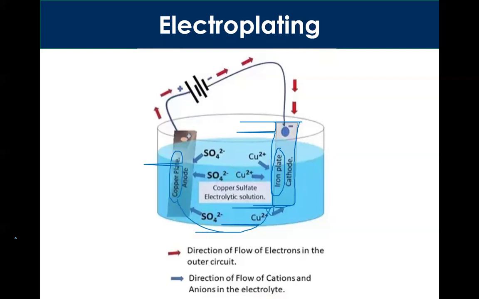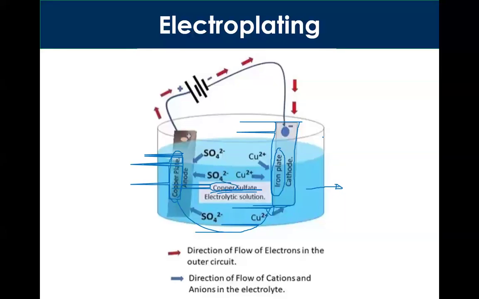So please just ignore these spikes, this is just a software glitch. And in the solution, you will have the ions of the coating metal. The coating metal right here is copper. We are going to coat copper onto the iron plate, so the solution should contain copper sulfate, right? Because copper sulfate has copper positive ions.